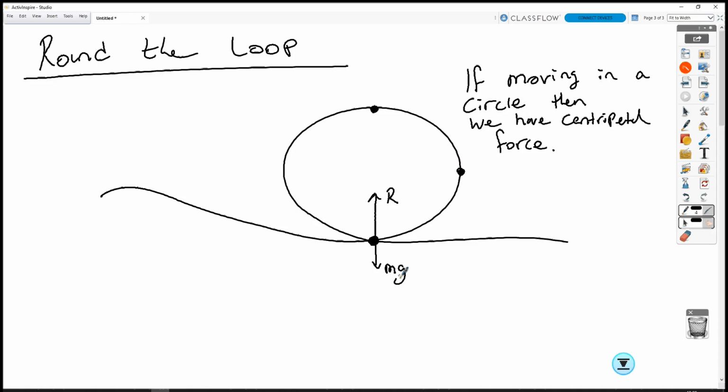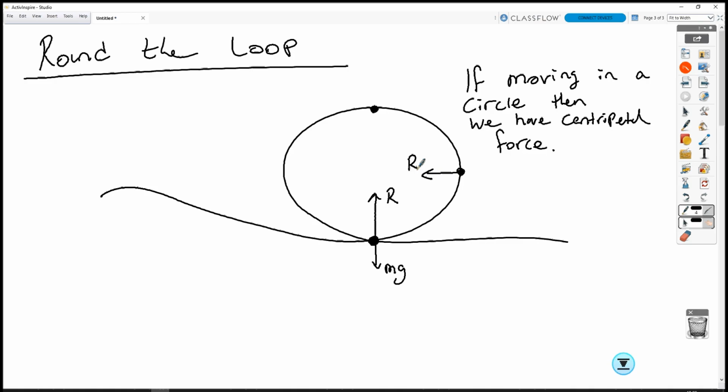Now, when we're on the side, mg is acting in a completely different axis than the centripetal force. Because the centripetal force must be towards the center, which means on the side is completely horizontal. So on the side, we only depend on the normal reaction from the track.